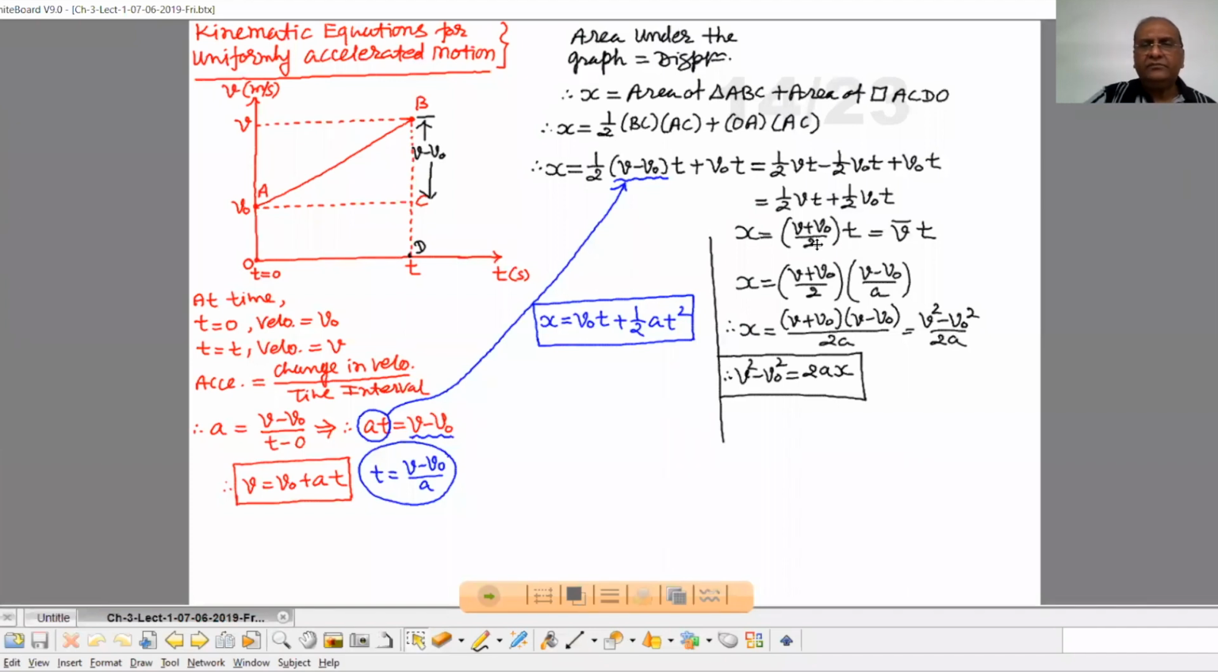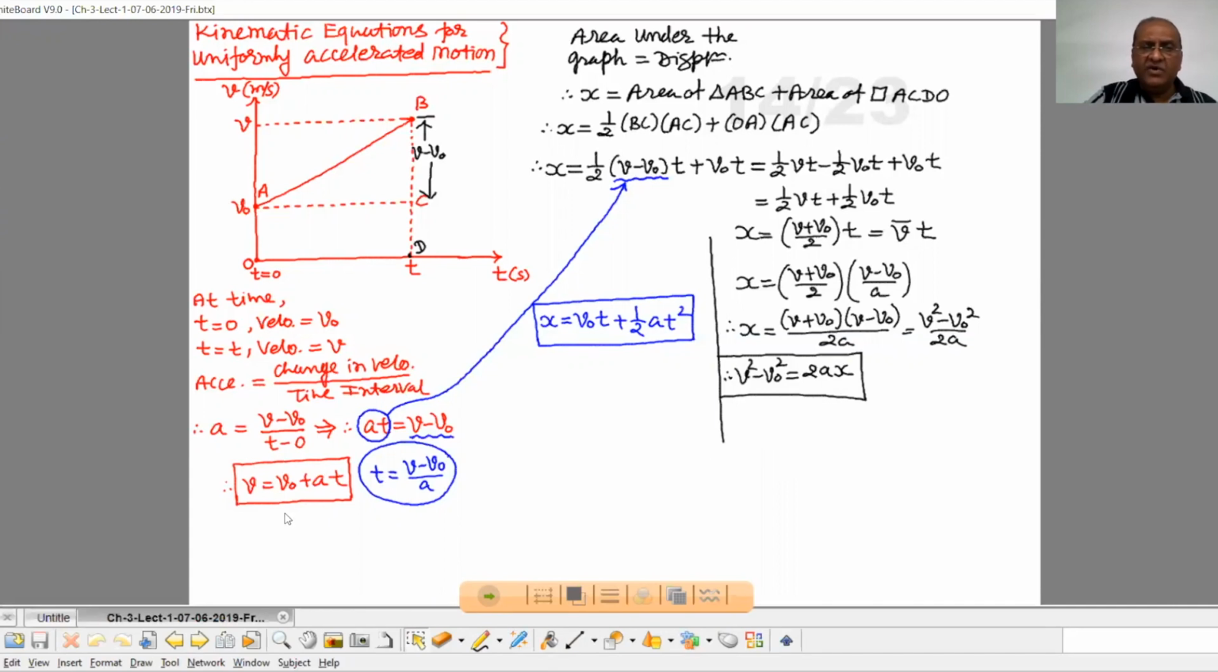Now, in this equation, (v plus v0) by 2 as it is, and t. Now, t is replaced by t equal to (v minus v0) by a. So substitute here t, that is (v minus v0) by a. So x equal to (v plus v0) into (v minus v0) upon 2a. So we can write that is (v square minus v0 square) by 2a. So finally, we can write v square minus v0 square equal to 2ax.